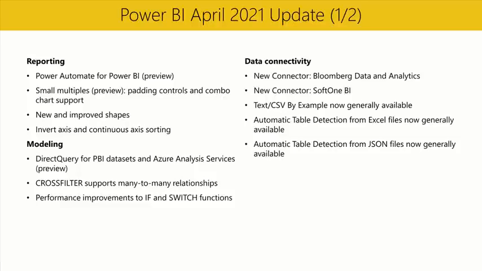Automatic table detection from Excel files is now generally available as well. A typical challenge with extracting data from Excel files is that the data is not often formatted as tables, so the task to scrape relevant data from an Excel spreadsheet can be very time-consuming. Automatic table detection will automatically identify sections of each Excel spreadsheet to extract into a table and then show you them under a suggested tables group in the navigator. We are also announcing the general availability of automatic table detection from JSON files.